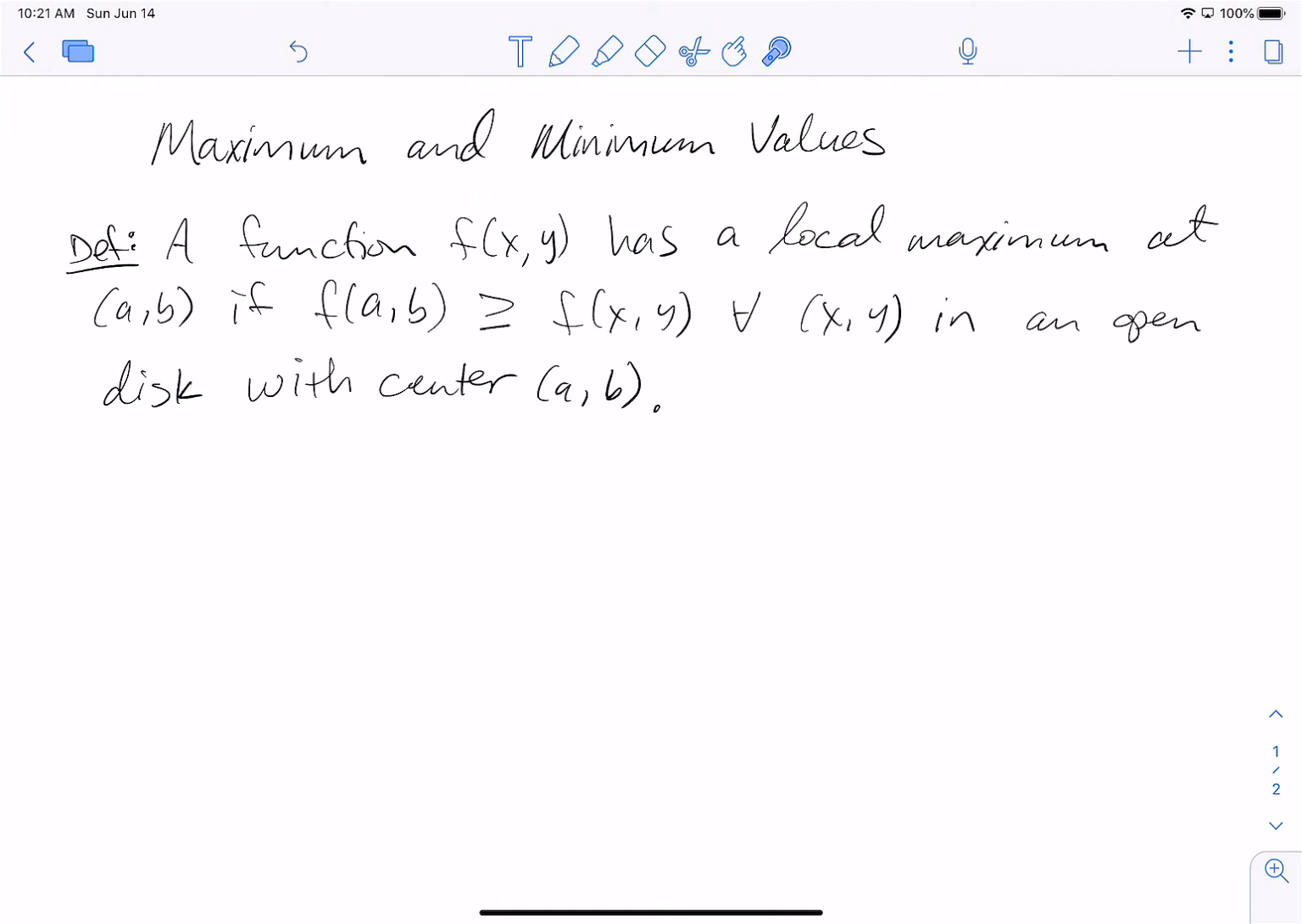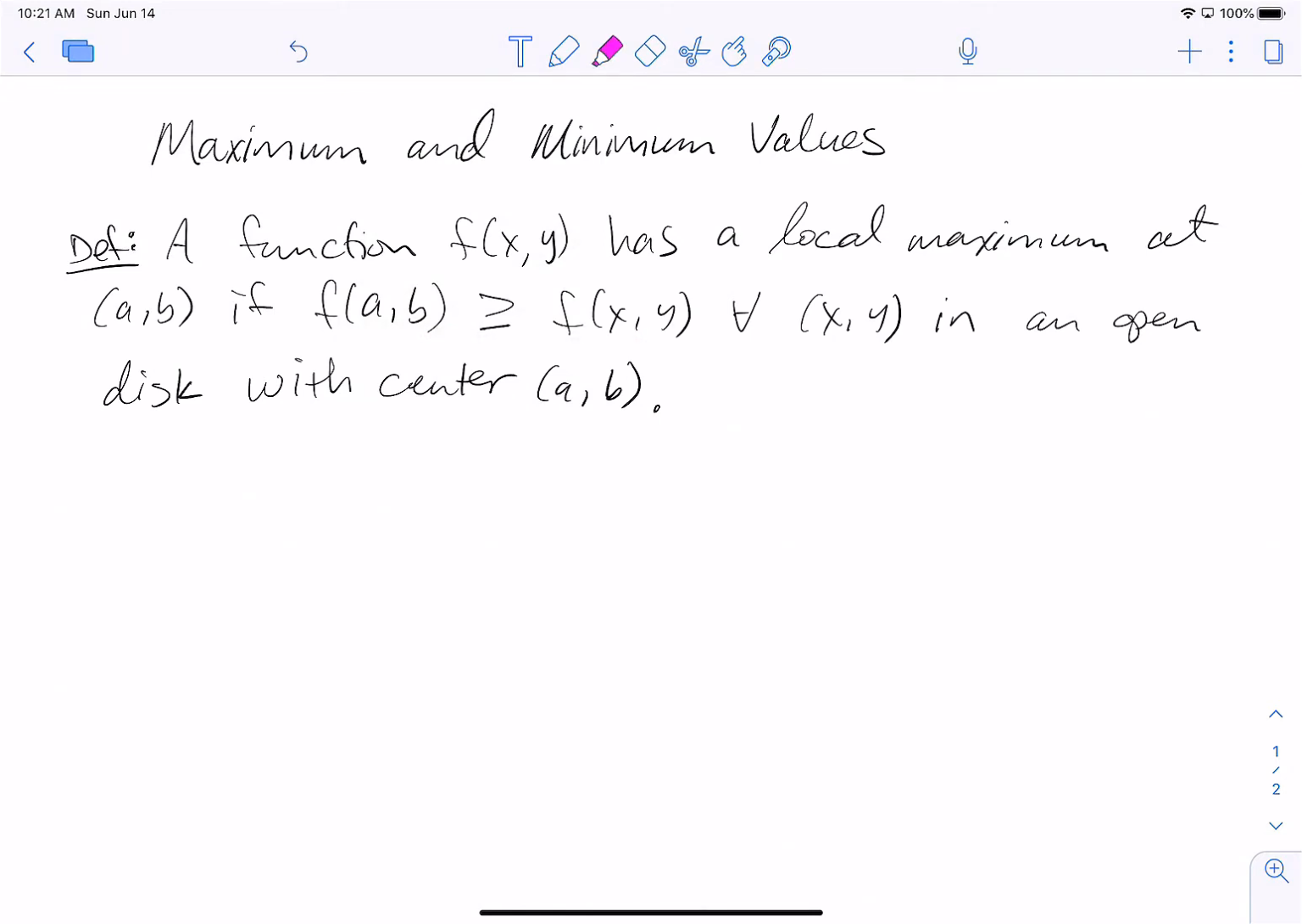We start here with a definition. A function f of x, y, so we know we're in R3, has a local maximum at (a, b) if the function evaluated at (a, b) is greater than or equal to f of x, y for all (x, y) in an open disk with a center of (a, b). In other words, you have a local maximum if the output value is bigger than all of the output values around it.